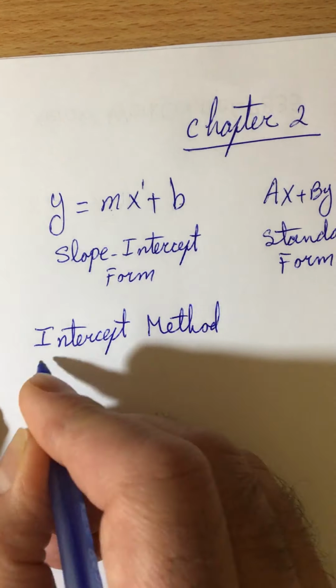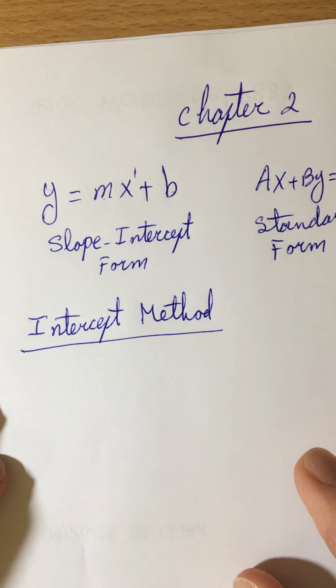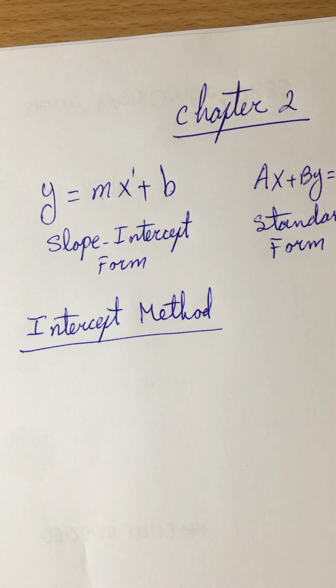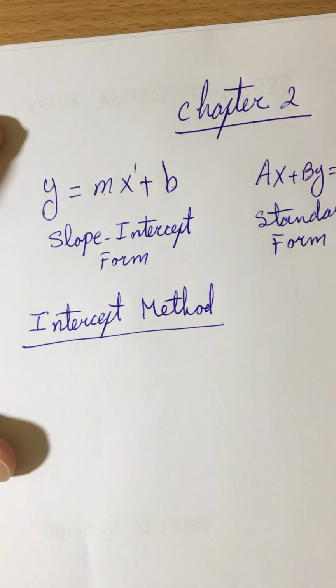And what does that mean? Well, in order to graph any straight line, you need a minimum of 2 points. So if you get the x and y intercepts, then you have 2 points. You can just connect them and draw the graph. Now, what do we mean by x and y intercept?